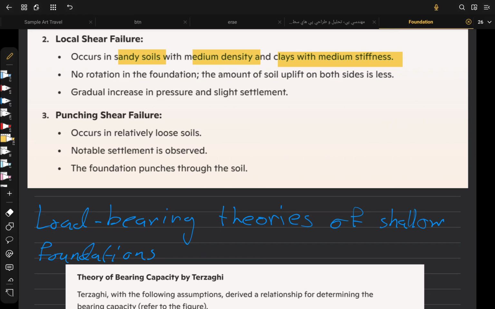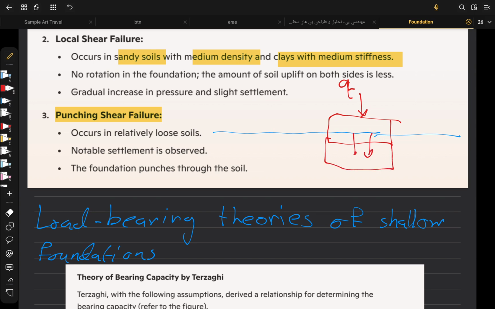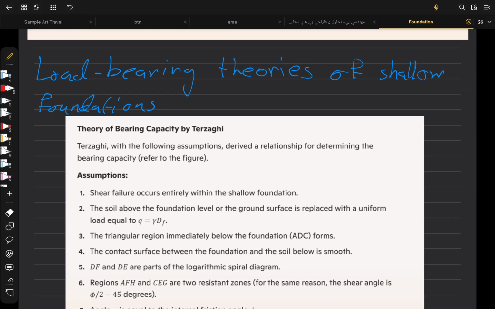Okay, punching shear failure. This is really important in our designing, and you must know it. It occurs in relatively loose soil. Notable settlement is observed. The foundation punches through the soil. It's like that. Let me create a picture for you. This is, for example, our soil, and we have our foundation here. When we apply the load, let me say Q, the foundation goes down. This is the punching failure.